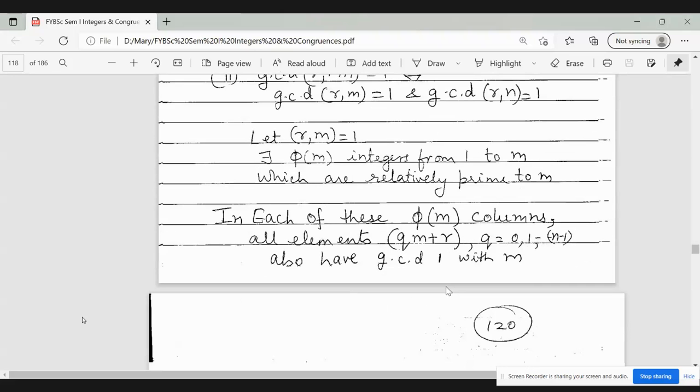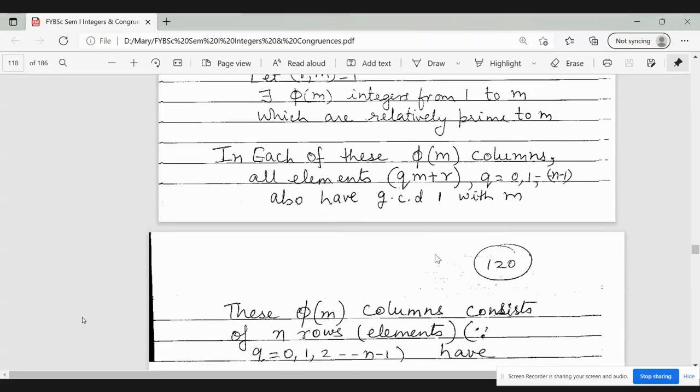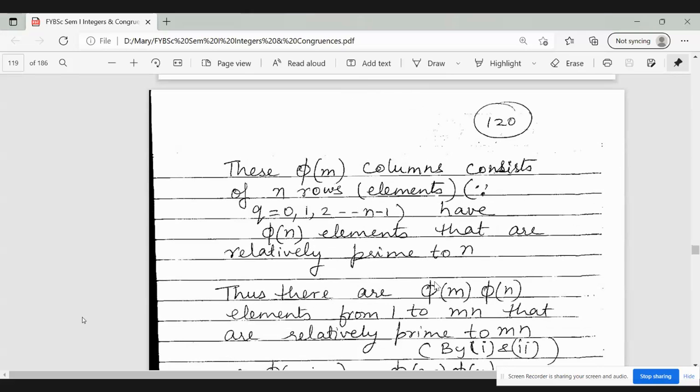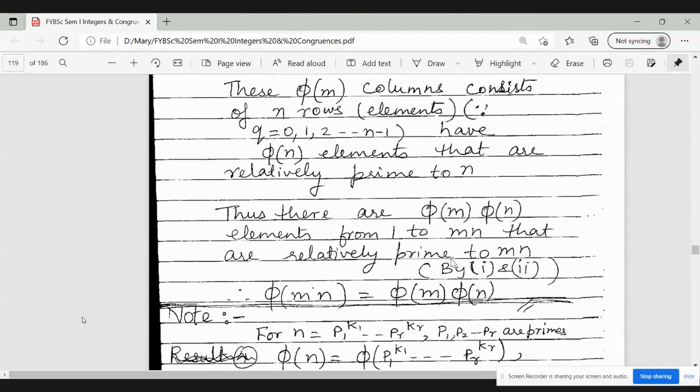Each of these phi m columns has GCD with m equal to 1, and they consist of n rows. Since q is going from 0, 1, 2, 3 up to n minus 1, we have phi n elements that are relatively prime to n, and so there will be phi m into phi n numbers which are relatively prime to mn. So this is a proof of the theorem.